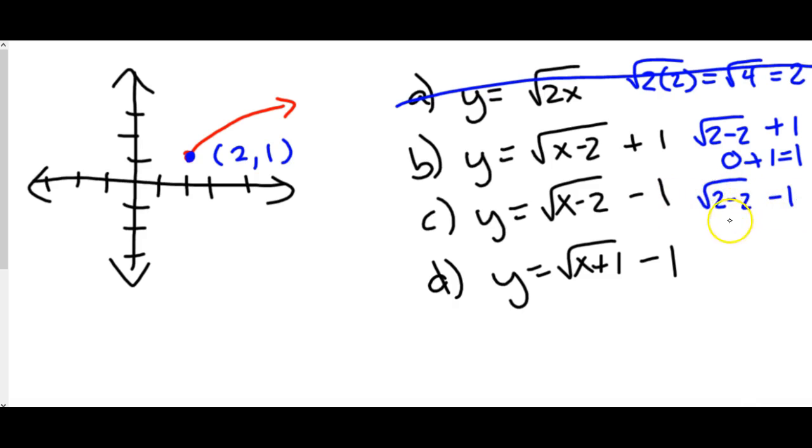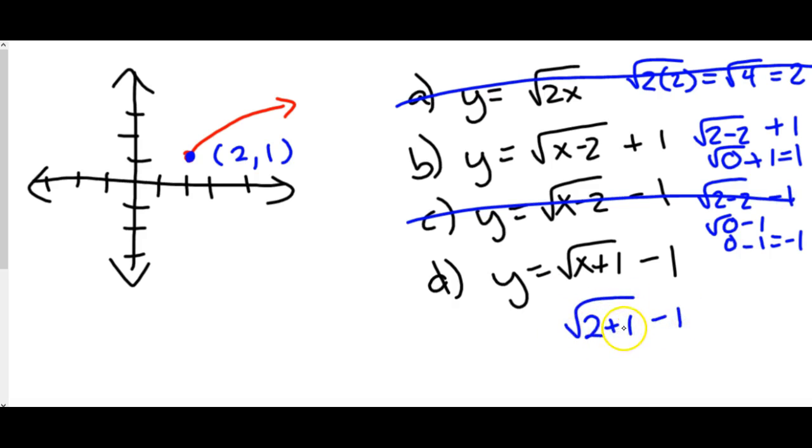If I try the next one, 2 minus 2 is 0. And I forgot to say the square root of 0 is 0. I skipped that step, but the square root of 0 is 0, so then 0 minus 1 is negative 1. So that doesn't work. Then 2 plus 1 is the square root of 3. I don't have my calculator nearby, but I believe it's approximately 1.7-ish. Minus 1 is 0.7-ish. Either way, not 1. So that one doesn't work either. So B would be the correct answer.